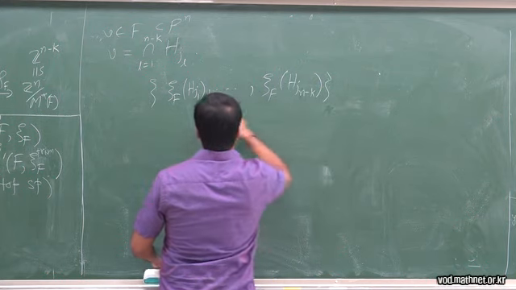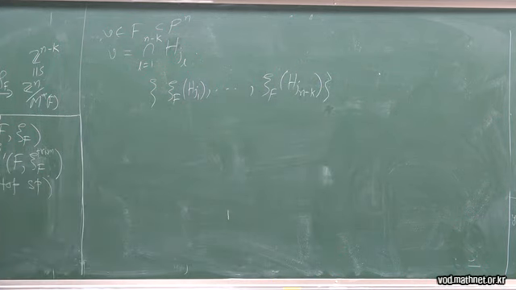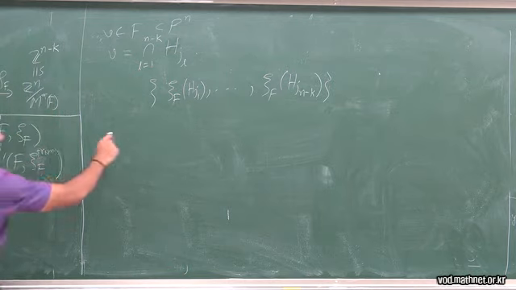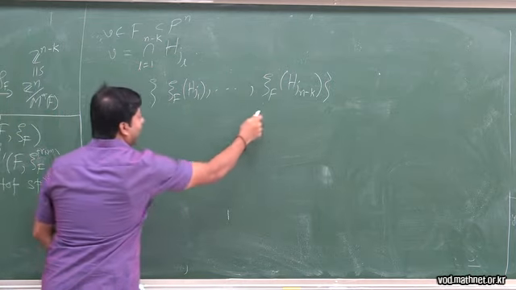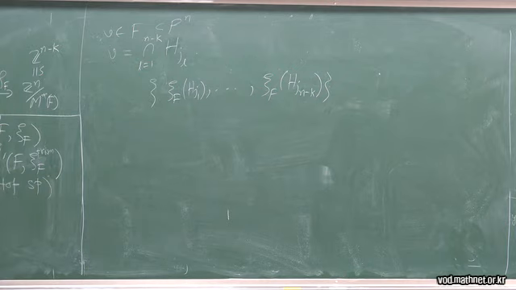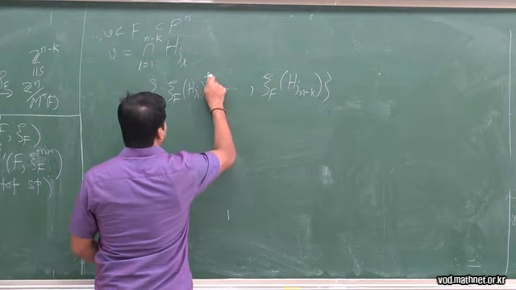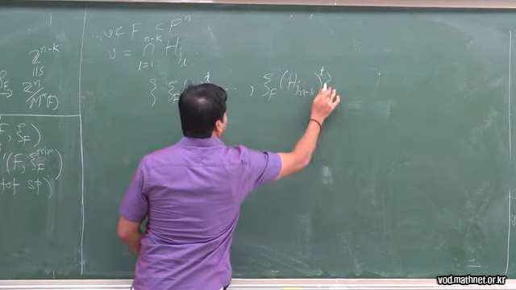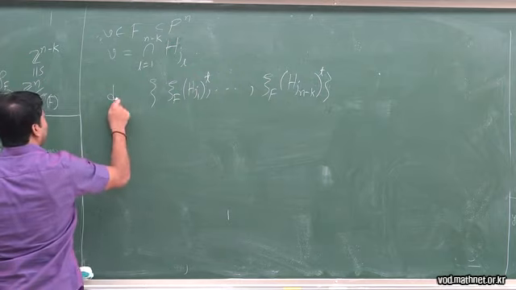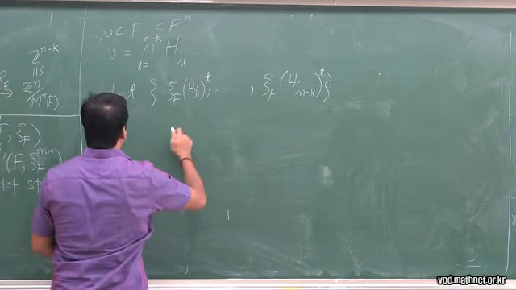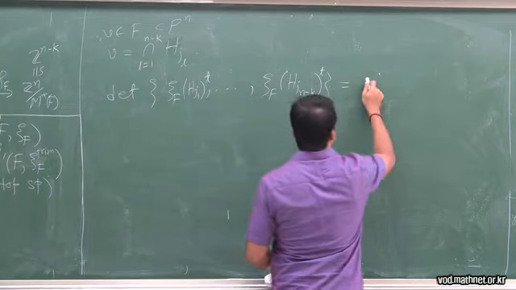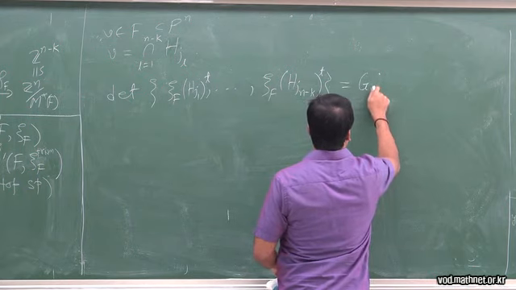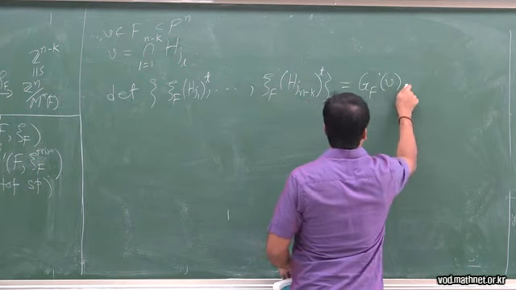But what is this one? This is a vector in Z^(n-k), right? And how many do we have? n minus k. So we can construct a matrix whose columns are the transpose of this. Right? So we can ask, what should be the determinant of this? We just say this determinant is called G_F,V.